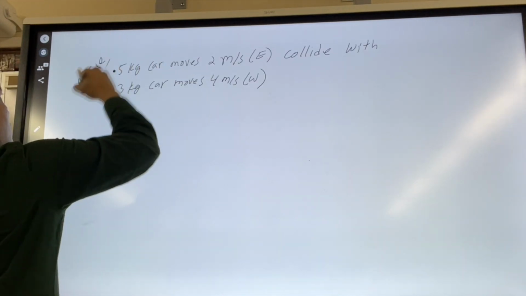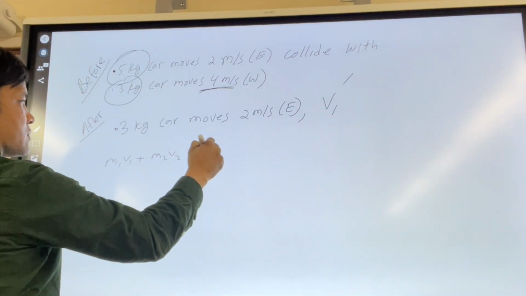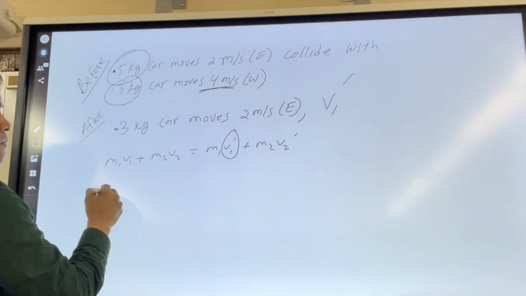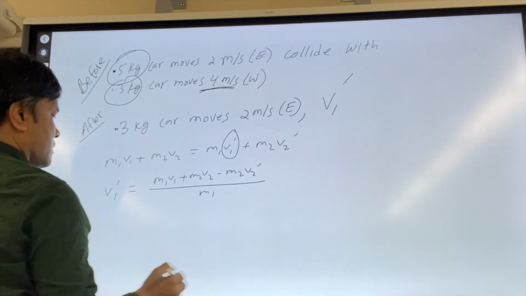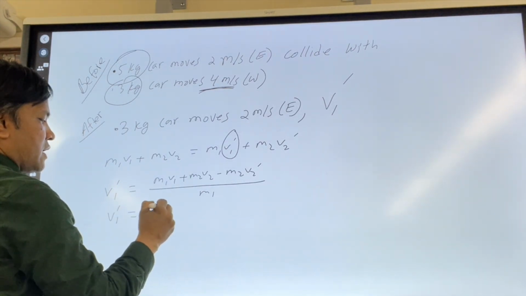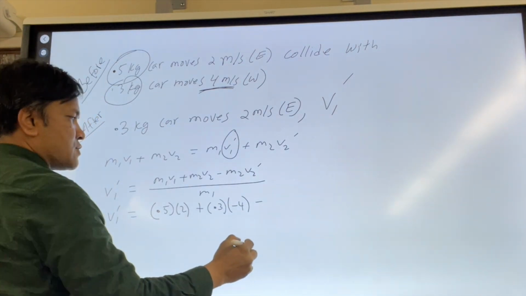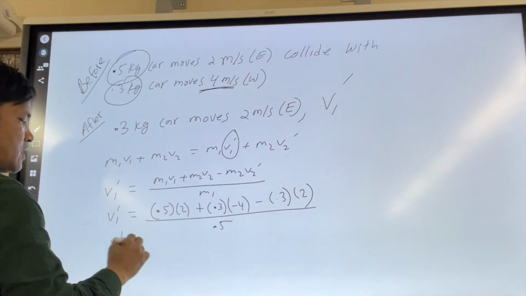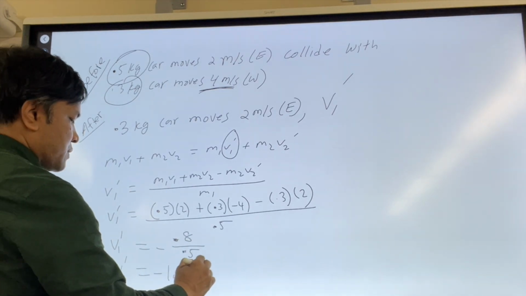Concept: a 0.5 kilogram object and a 0.3 kilogram toy car move, find the velocity after the collision. M1 V1 plus M2 V2 is equal to M1 V1' plus M2 V2'. Let's isolate V1'. V1' is equal to M1 V1 plus M2 V2 minus M2 V2' over M1. So V1' is equal to 0.5 times 2 plus 0.3 times negative 4 minus 0.3 times 2, that's after the collision, over 0.5. So V1' is negative 0.8 over 0.5, about negative 1.6 meters per second.